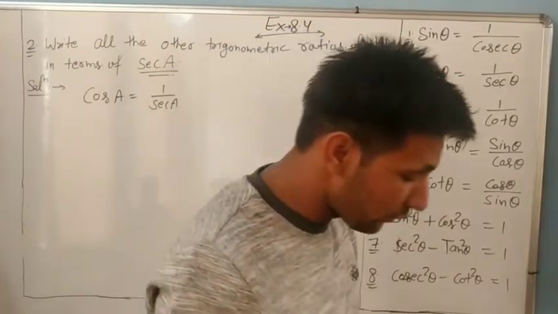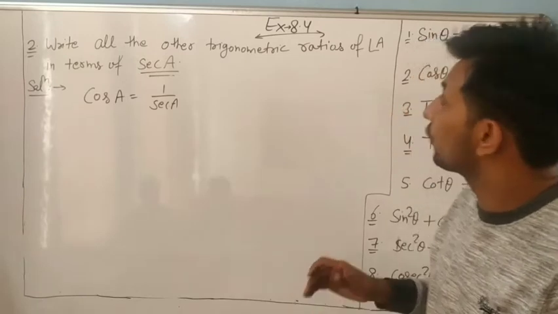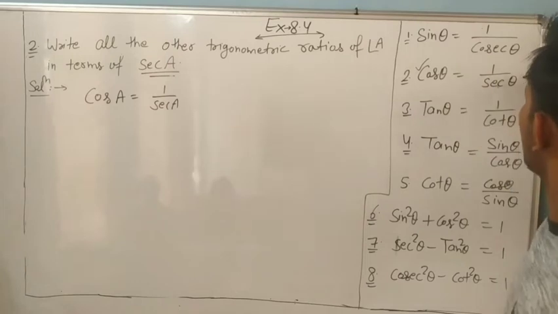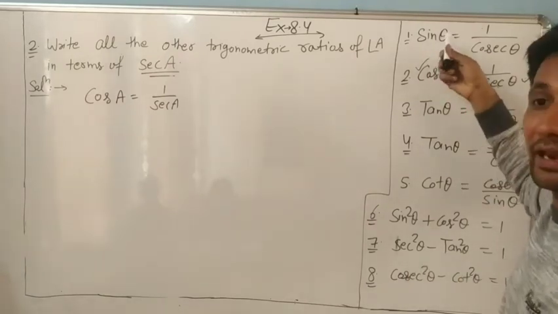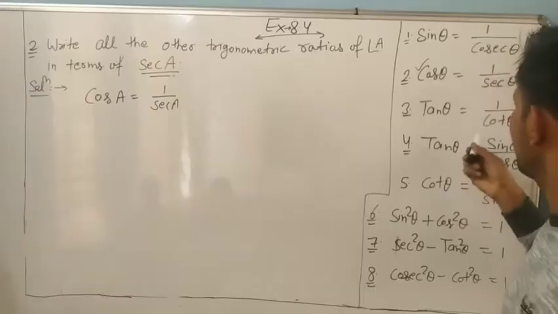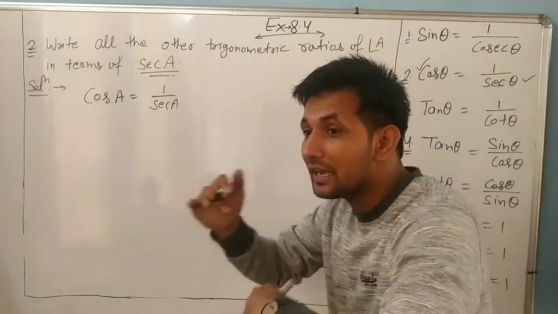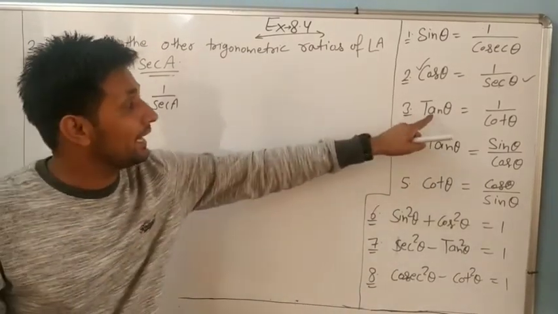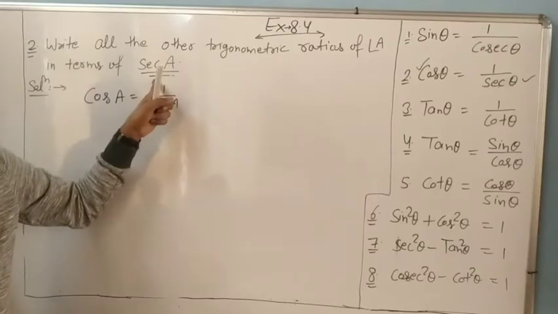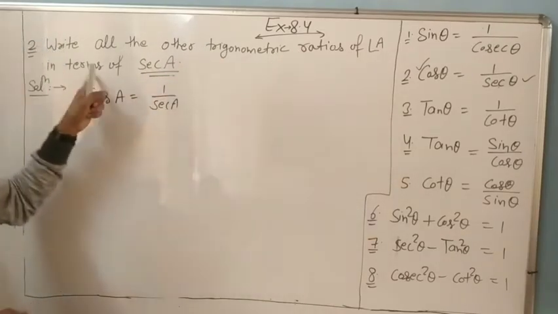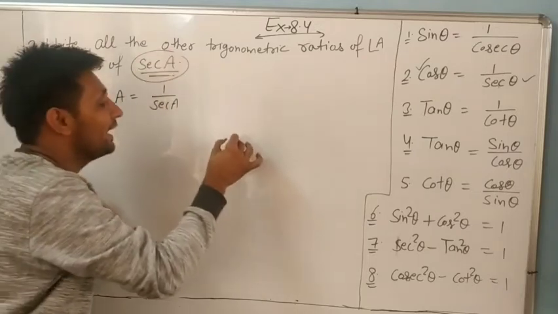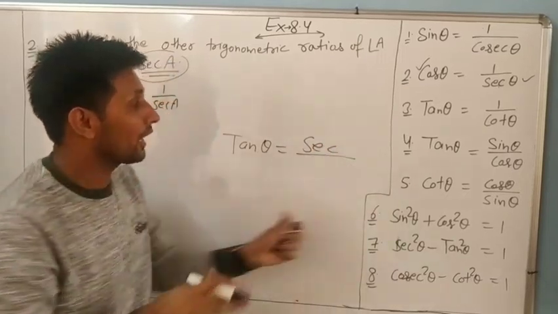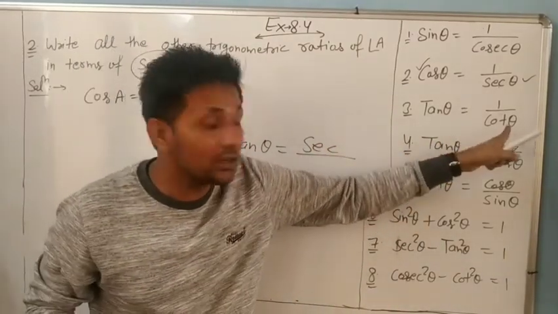Now look at dear. What do we want to find? Now we want to find what remains. Sin is already finished. Cos is finished. Sec is also finished. Now what remains? Sin remains. Cosec remains. Tan remains and cot remains. Now we will take a formula dear, in which we can find tan, because tan we want to write in form of sec. We don't write tan is 1 by cot, because that is forming cot.